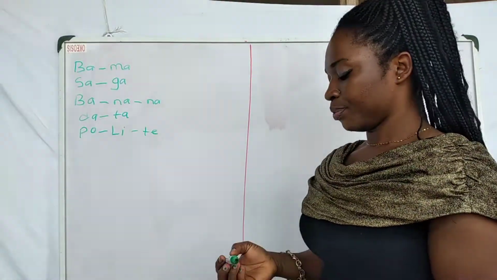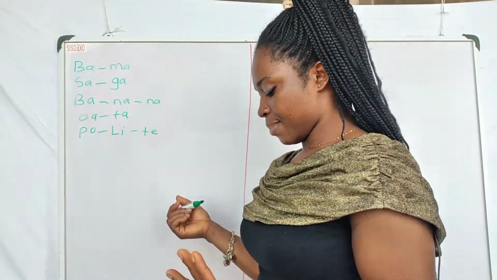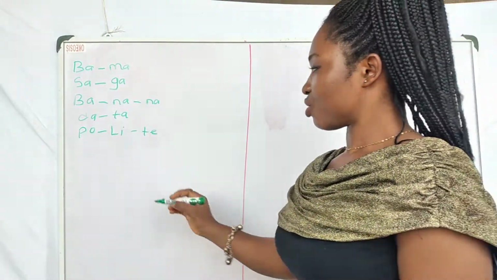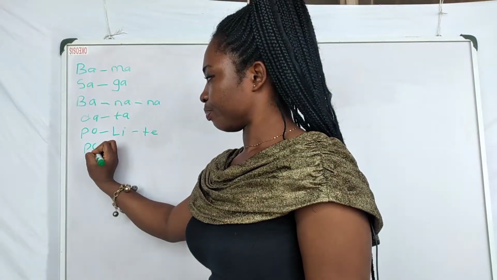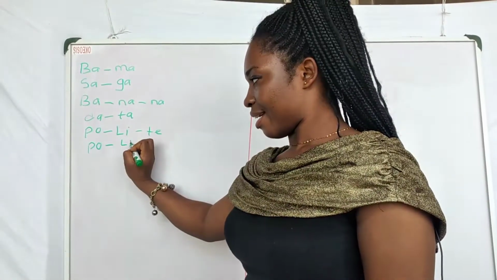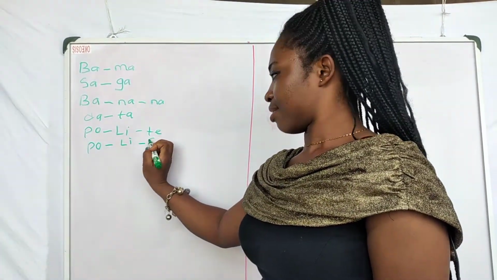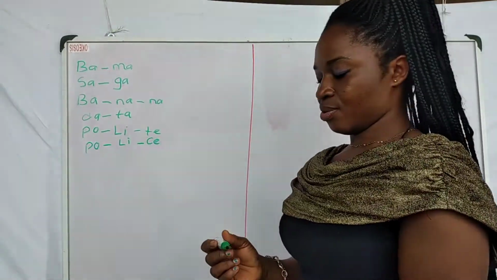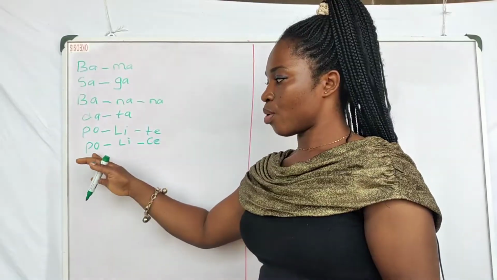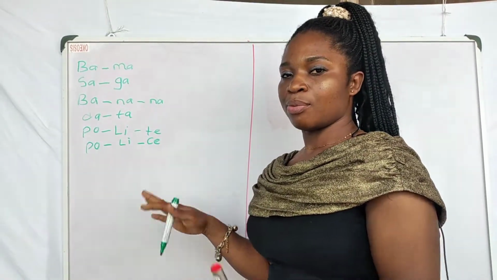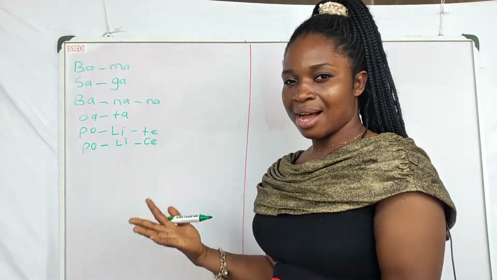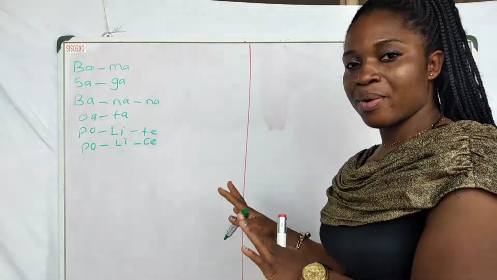Okay, let's try this. Have PO, let's do LI again, and add CE to it. What do we have? Police, police force. This is police, this is polite. Are we getting it? So it's as simple as this.